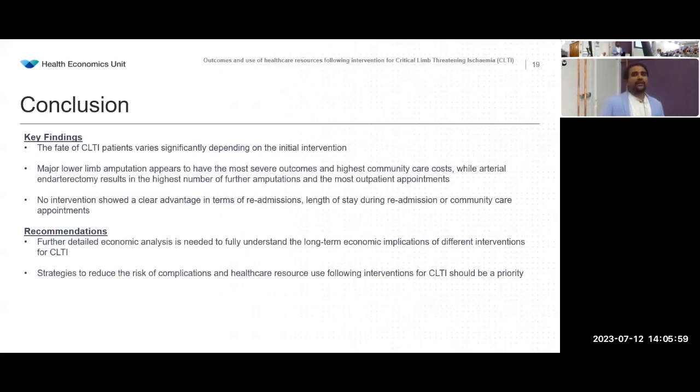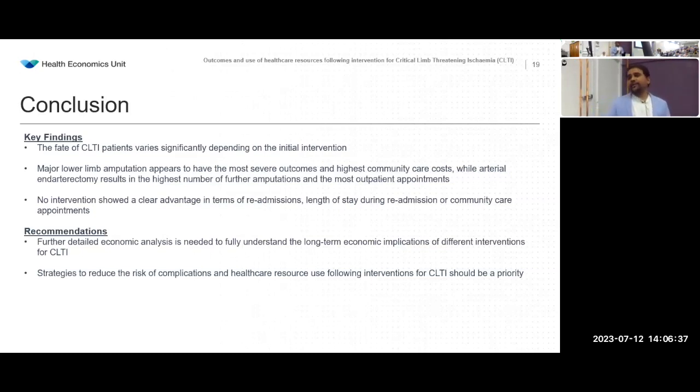So what was the fate of the CLTI patient? According to our analysis and conclusion, the fate of the CLTI patient varies significantly depending on the initial intervention. So the choice of initial intervention is key here. Major lower amputation appears to have the most severe outcomes and the highest community care cost, while arterial endarterectomy results in the highest number of further amputations and the most outpatient appointments.